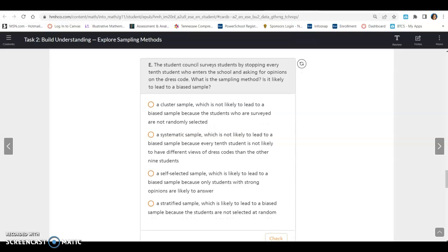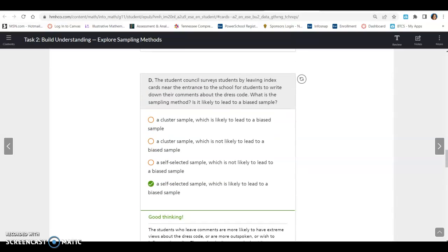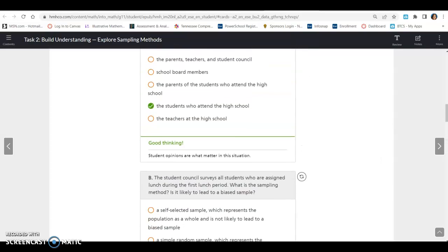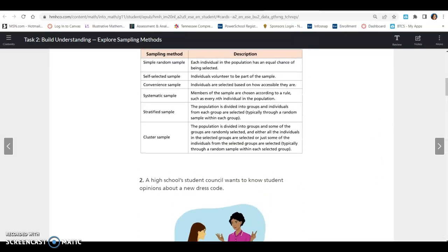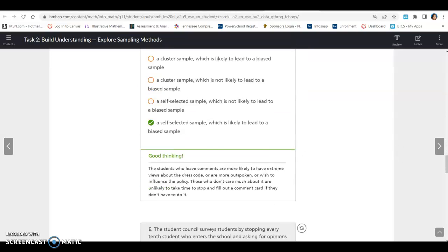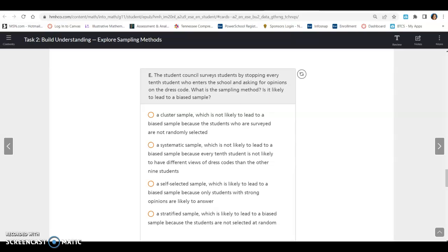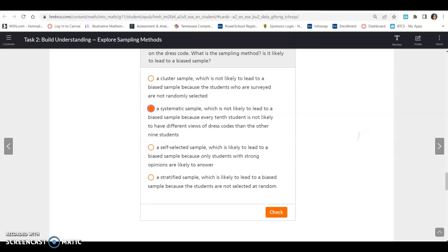All right, E says the student council surveys students by stopping every 10th student who enters the school and asks for opinions on the dress code. What is the sampling method? Is it likely to lead to a bias? So we've got a cluster, systematic, self-selected, stratified. This one I believe is systematic because every 10th one, if you remember, systematic members of a sample are chosen according to a rule such as every nth individual in the population. So if we're surveying every 10th person, that would be a systematic sample.